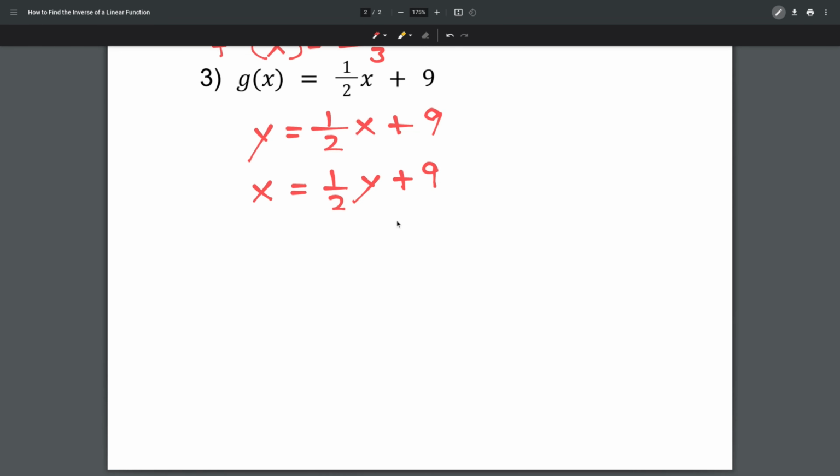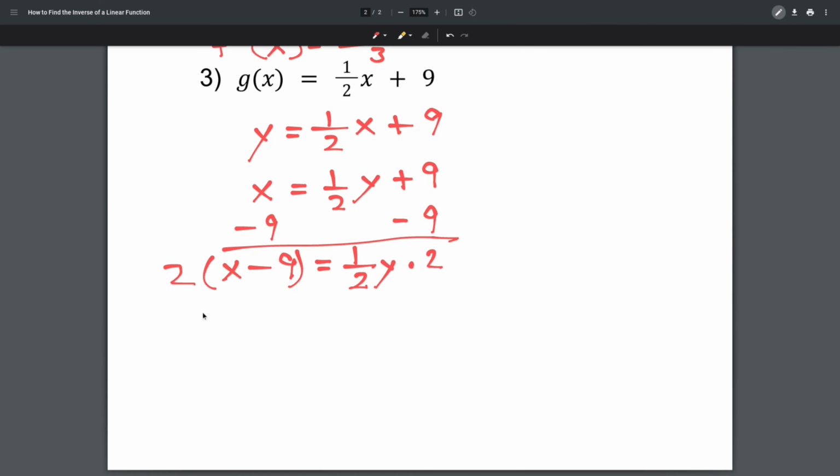I'll then start to solve for y. I'll subtract 9 from both sides. So I get x minus 9 equals 1/2 y. Okay, I'm going to multiply both sides by 2. So I'm going to get y equals, the 1/2 and the 2 cancel out on this side. y equals 2x minus 18 if I distribute the 2.